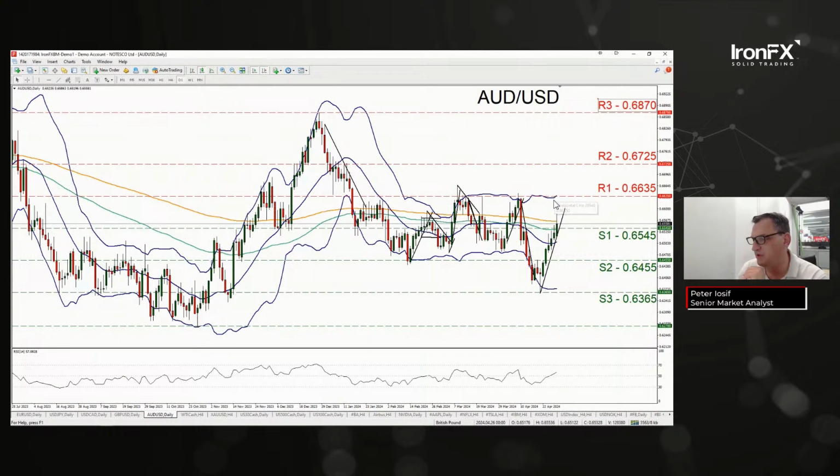Also note though that the price action has breached the 100 and the 200 moving averages. That would be the green line and the orange line. And that was somewhat decisive.